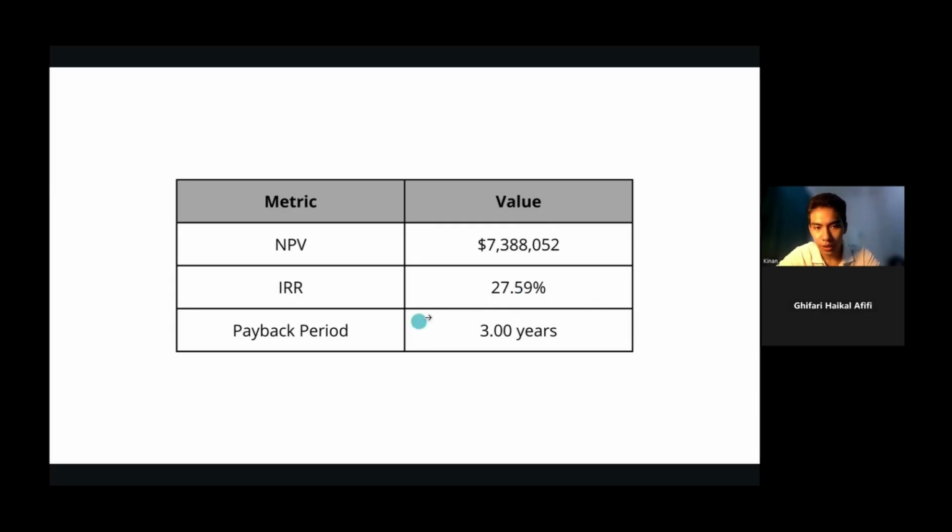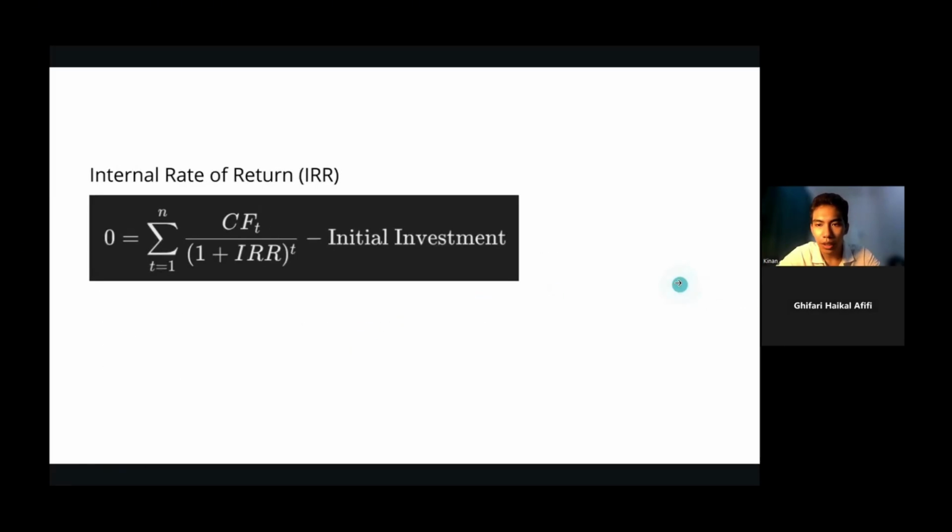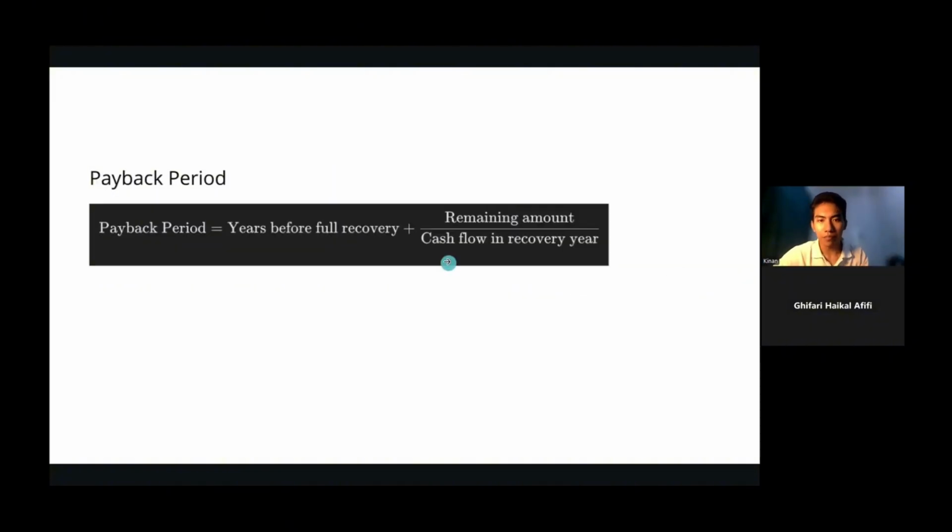And last but not least is the payback period. I calculated the payback period with this formula. We look at how long it takes to recover the 16.3 million. After 2 full years, we've recovered about $10.88 million, and partway through year 3, we break even. Using the formula, we find the exact payback period is 3 years.